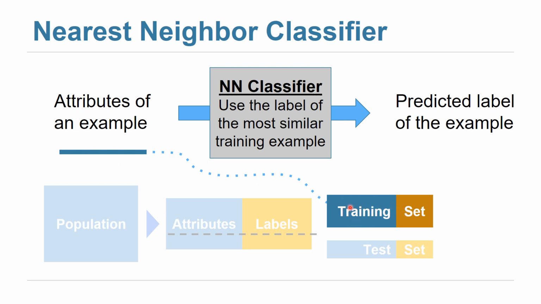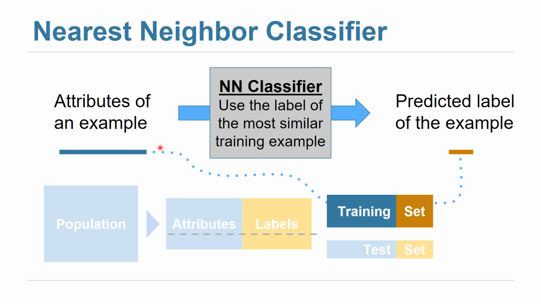Now, what we will do with the most similar example is look at the label associated with that example. So we will check what is the class of that example, and then we will predict that the class of the new example is the class of the example that we found to be most similar in the training set.